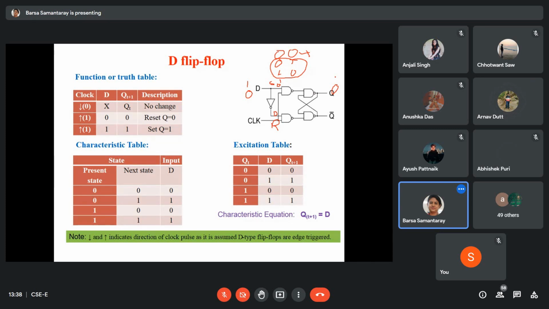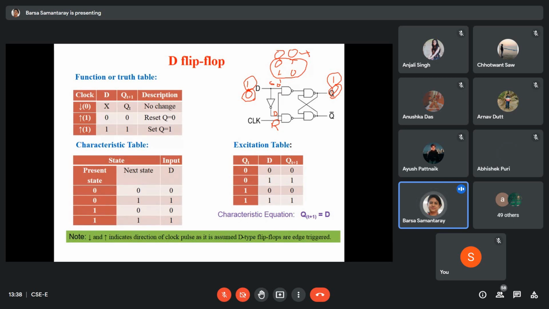1. Output is 1. So here, in the D flip flop, when the input is 0, output is 0. When the input is 1, output is 1. So if whatever may be the input and output are same, then what is the necessity of this delay, this D flip flop?